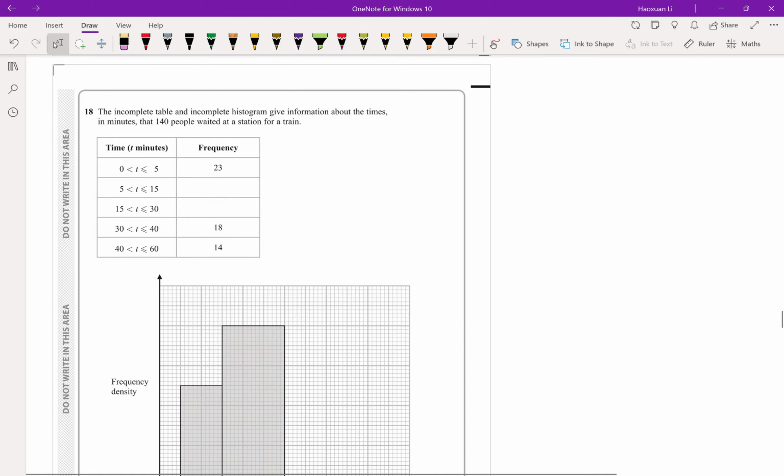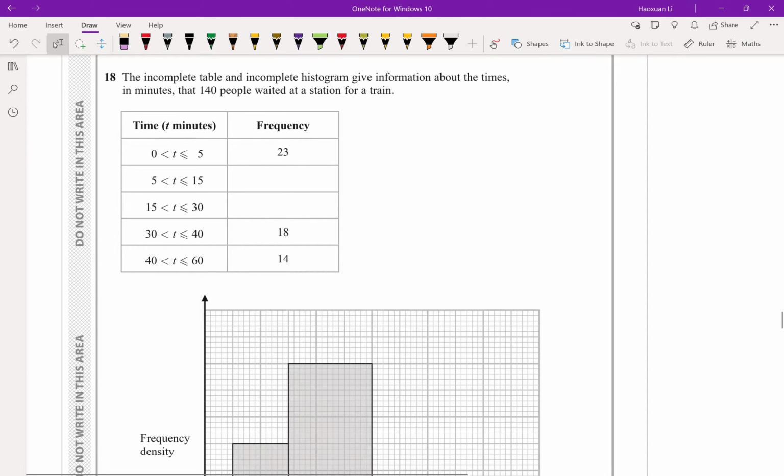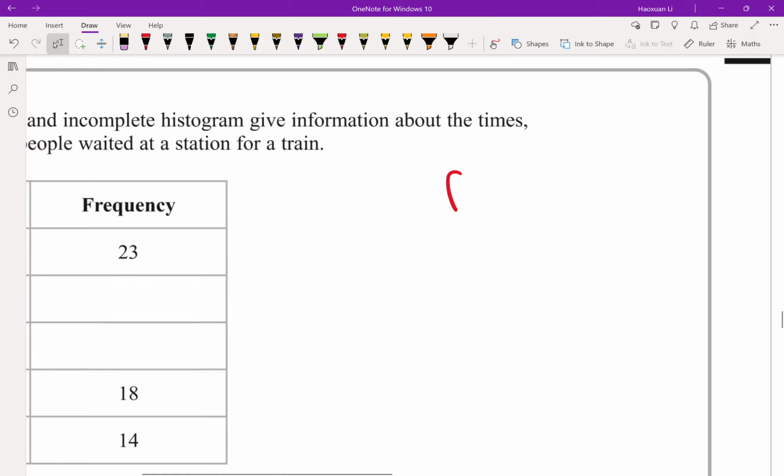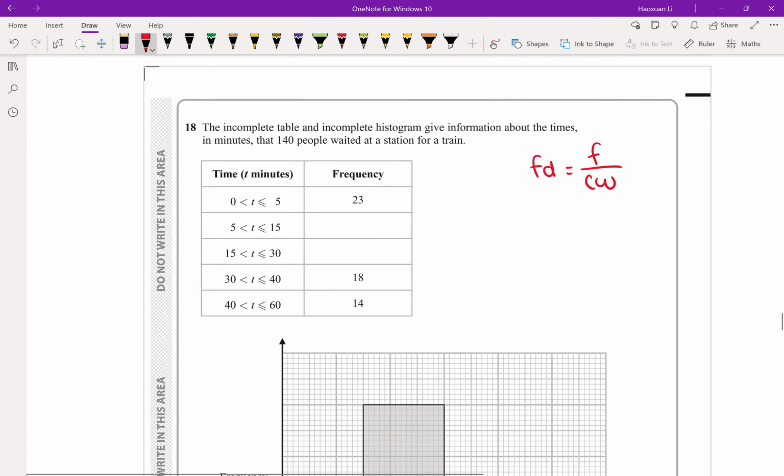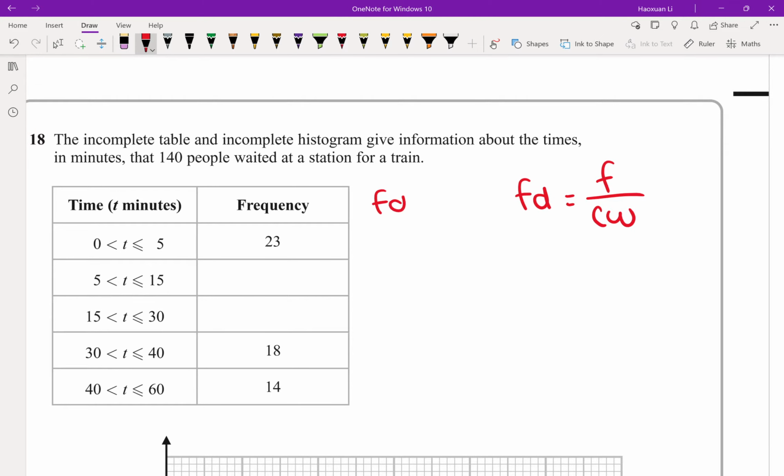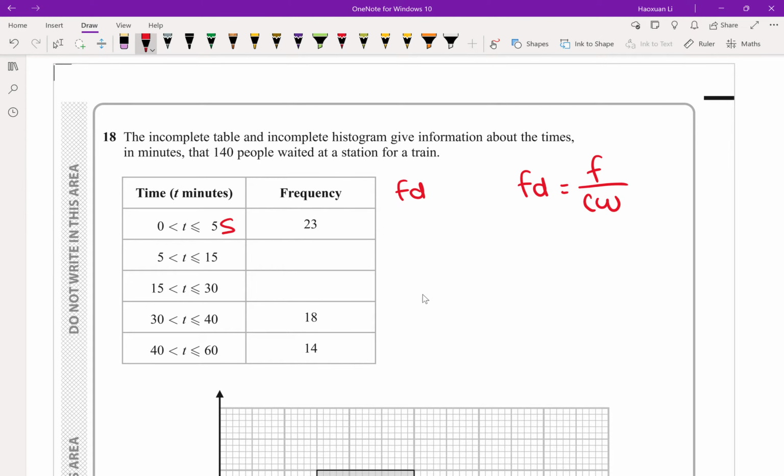Alright, question 18. Histograms. The incomplete table and the incomplete histogram give information about the times in minutes that 140 people waited at a station for a train. So here's the information. Before you even start, you should realize that frequency density is equal to frequency over class width. So frequency density here will be 23 divided by 5, which is 4.6.